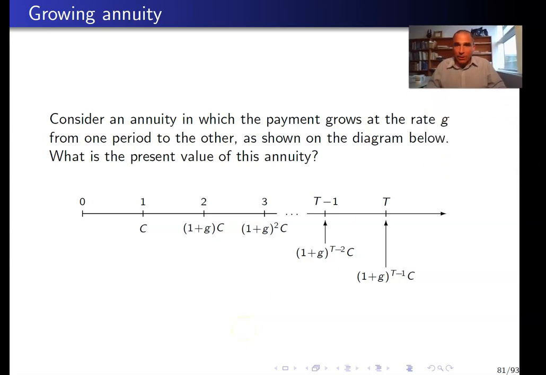Now, growing annuities. Suppose I have an annuity that will be producing T payments, and these payments will grow at the rate g every period. So the first payment is C, the second is C times 1 plus g, the third is C times (1 plus g) to the power 2, and so on. So payments are growing at the constant rate g.